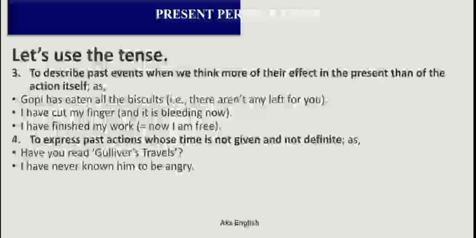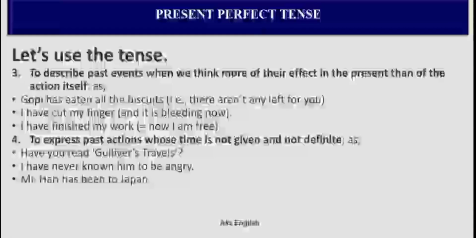The second sentence is: I have never known him to be angry. Here again there is no time actually. The next is: Mr. Harry has been to Japan. Now this gives no time actually. He has been to Japan, but no one knows at what time or when he lived there.